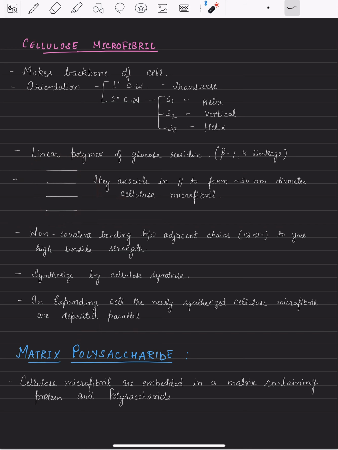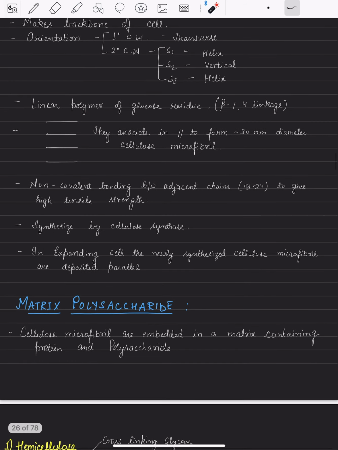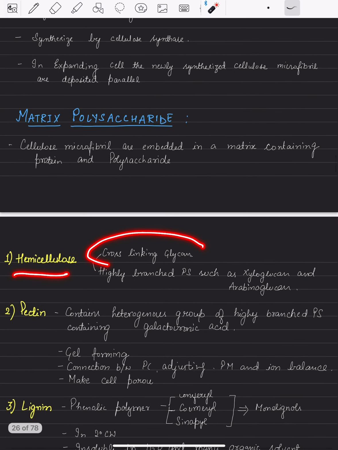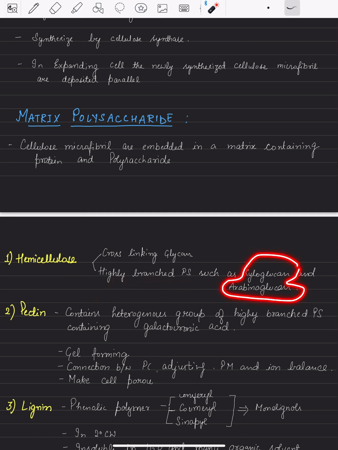So this much is about cellulose microfibril. Now we are moving towards another structural component, that is the matrix polysaccharide. This cellulose microfibril is embedded in the matrix, so that matrix we are going to see. First is the hemicellulose. This hemicellulose is a cross-linking glycan, and it is a highly branched polysaccharide. Some examples of hemicellulose mentioned here are xyloglucan and arabinoglucan.